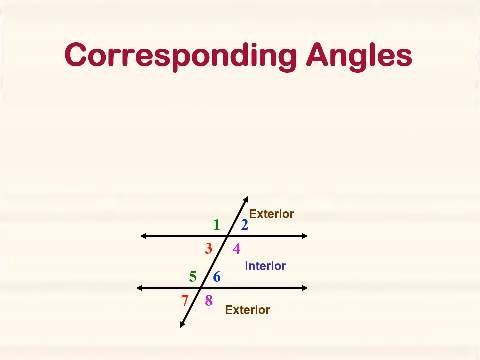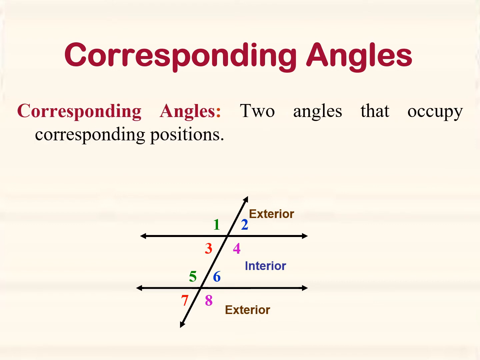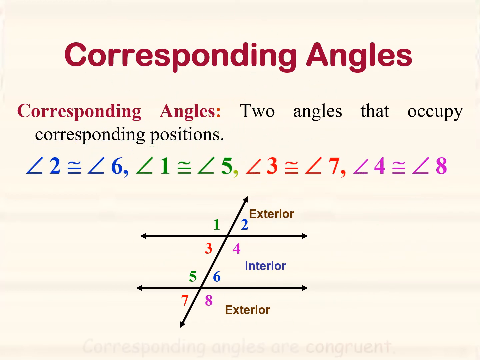Corresponding angles are two angles that occupy corresponding positions. So we have 1 and 5, 3 and 7, 2 and 6, and 4 and 8. They are corresponding angles, and corresponding angles are congruent. So angle 2 is congruent to angle 6, angle 1 is congruent to angle 5, angle 3 is congruent to angle 7, angle 4 is congruent to angle 8. So whatever the measure of angle 2, it is the same with angle 6.